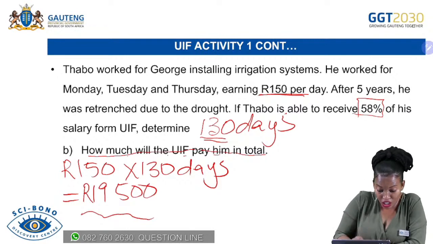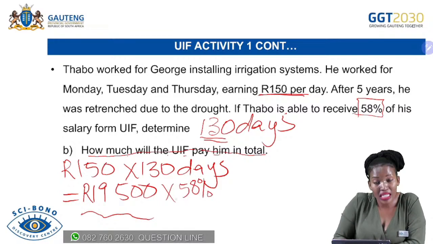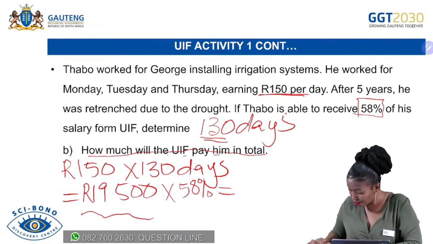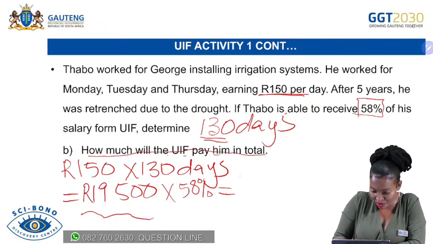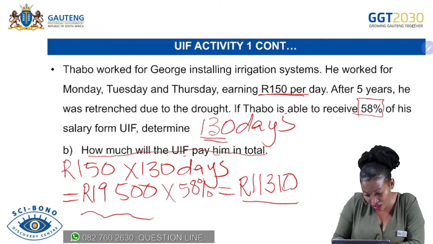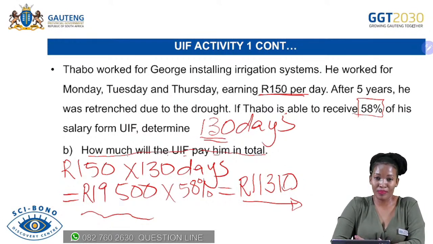58%. So we need to determine 58% of this. Remember, 58% is the same as 58 divided by 100, which is equals to, I hope you guys are sending in your answers, guys, please. So in total now, this will pay him how much? 11,310. This is the total payout that will come to Thabo.